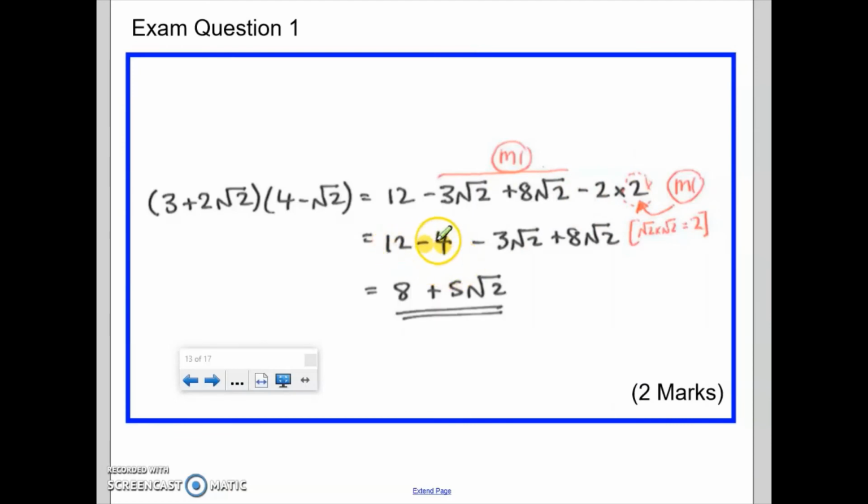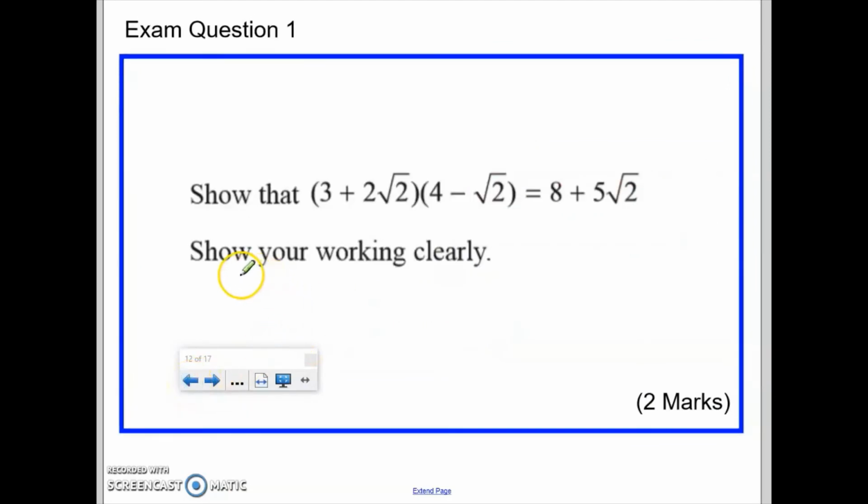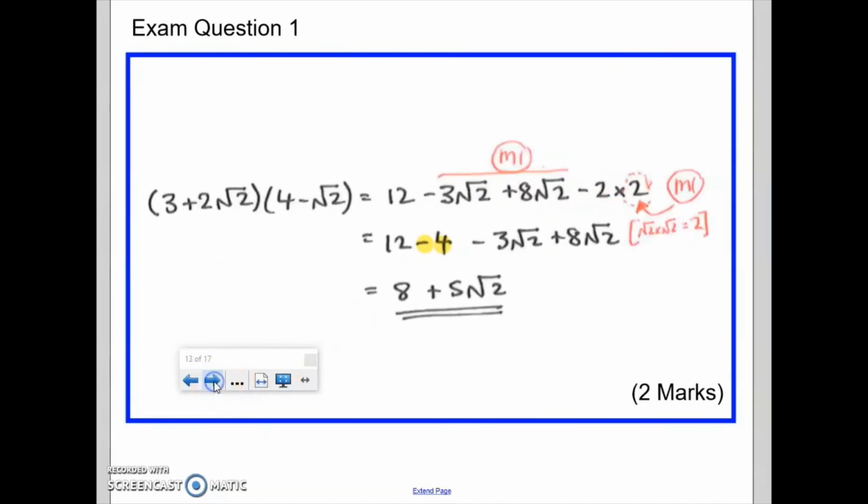So then we can do 12 take away 4 gives me the 8, minus 3 root 2's, add 8 root 2's gives me positive 5 root 2's. You can see where the 2 marks are allocated. There's no answer mark in this question because the question was a show that question. You had to show how you found this solution. So there's no mark available for the final answer. It's your method marks between these 2 steps that are going to get you your marks. So you must have shown some working out to get both marks in this question.